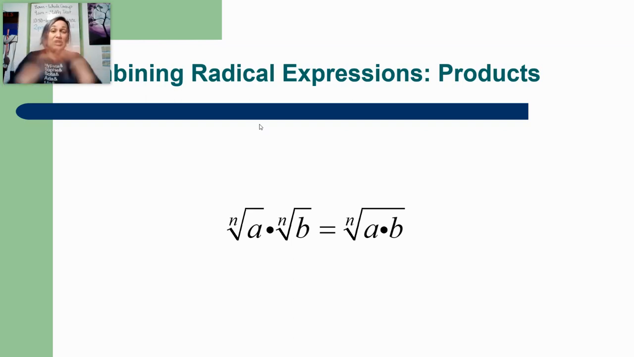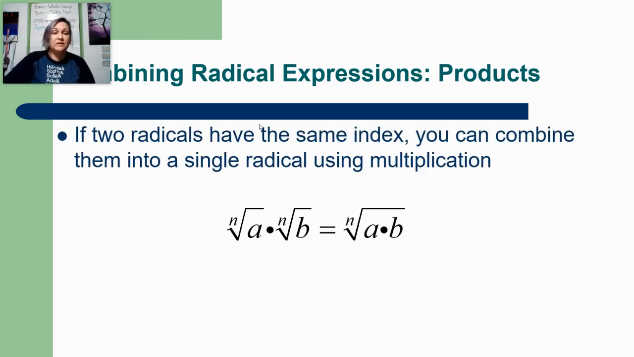All right, so here's a generic example. We like to use A's and B's, and then we like to use the letter N for our index on our generic example. This basically says if two radicals have the same index, so notice that they're both the letter N for the index, then you can combine them together into the same radical using the multiplication. So by multiplying two radicals with the same index, I can make it one radical. I just got to multiply them together.